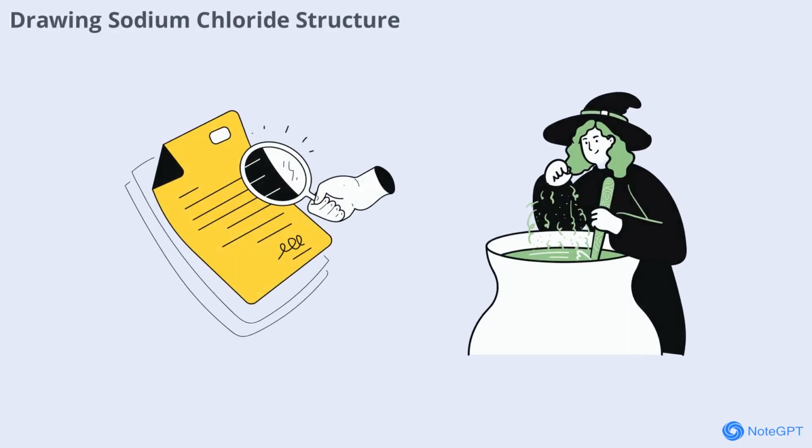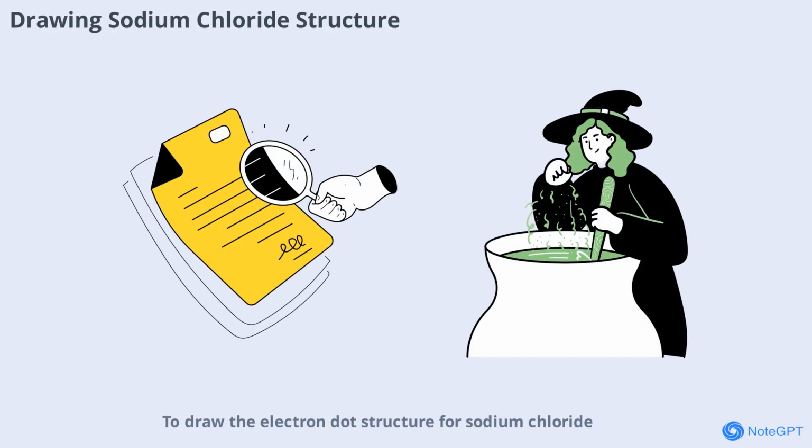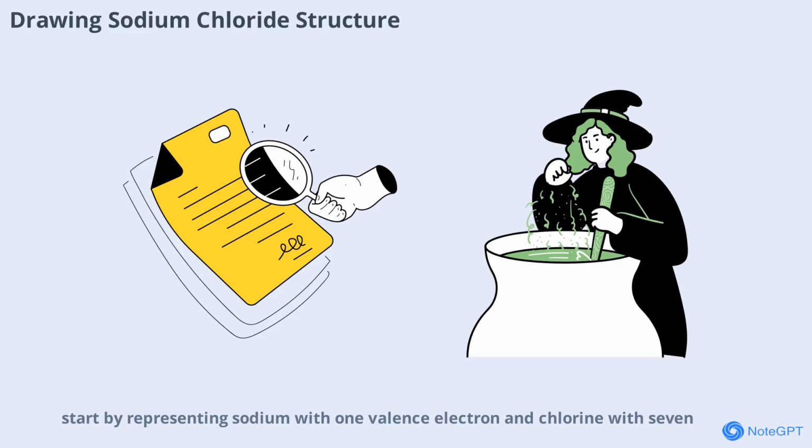Draw the electron dot structure for sodium chloride. Start by representing sodium with 1 valence electron and chlorine with 7. Show sodium donating its electron to chlorine, resulting in Na+ and Cl- ions. The final diagram highlights the transfer of electrons and the resulting ionic bond. Practicing these diagrams helps reinforce your understanding of ionic bonding.